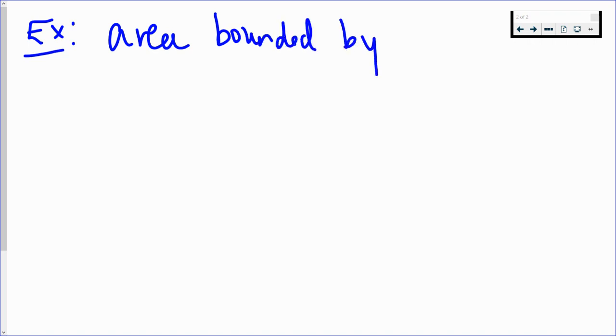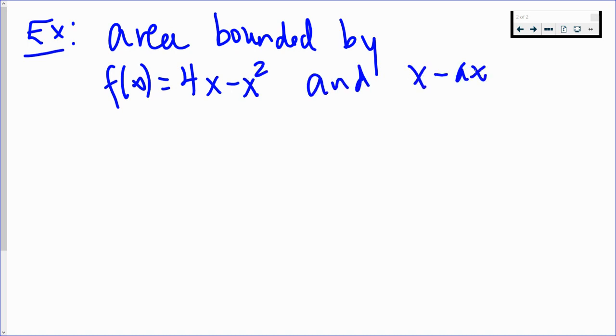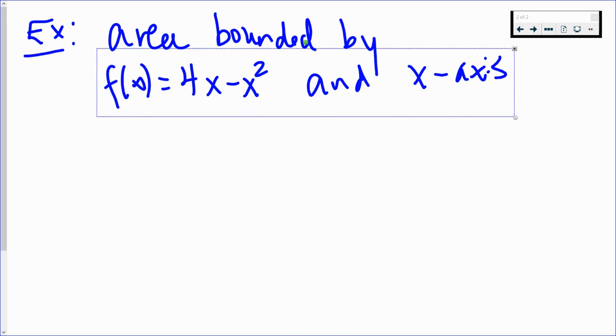So let's say that we want to find the area bounded by the graph of f of x equals 4x minus x squared and the x-axis. Okay, so this is definitely one that might be considered calculator inactive. So knowing your basic graph shapes can be really important.